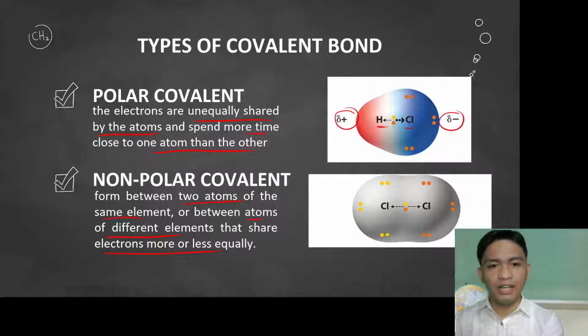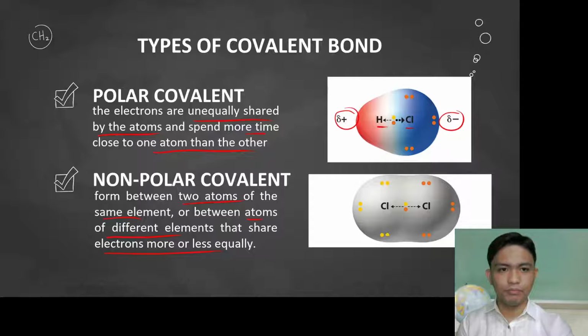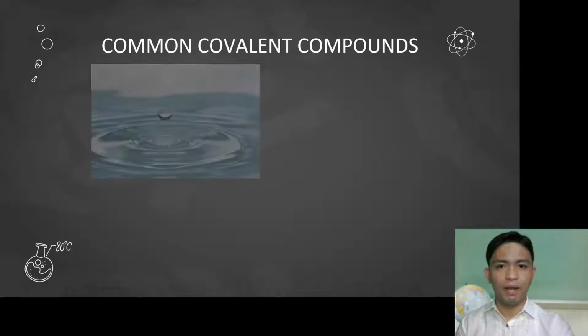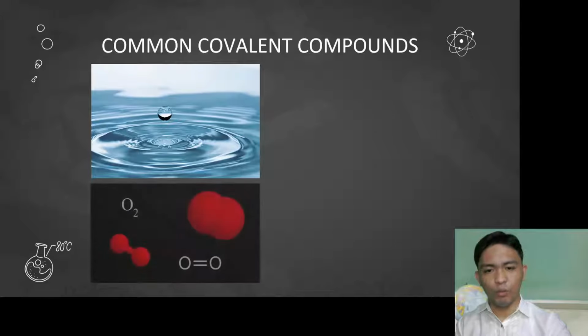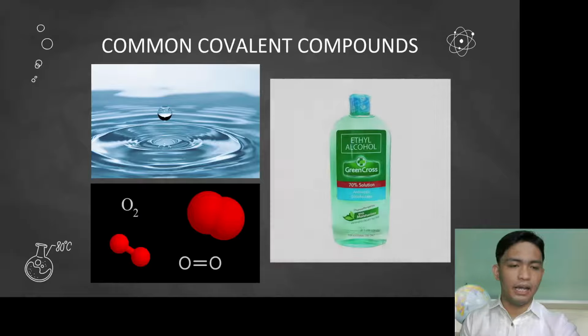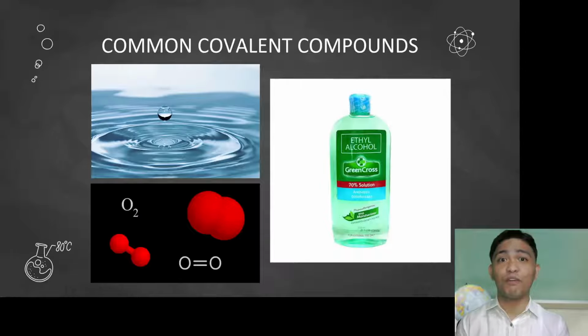So polar covalent, unequal sharing of the electrons. Non-polar covalent, more or less equally shared electrons. Okay? Now, for the common covalent compounds, examples are your water, the oxygen that we breathe, and examples would be the different types of alcohol. These are actually examples of covalent compounds.